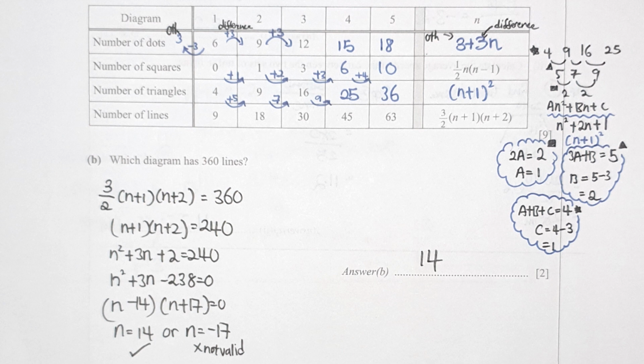So for the numbers of squares, it was given that the nth term equation is 1 over 2 n bracket n minus 1. So substitute 4 into n's position, you will get your result as 6. When you substitute 5, you get your result as 10.